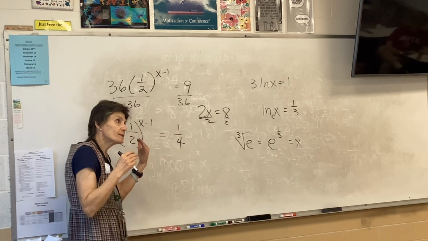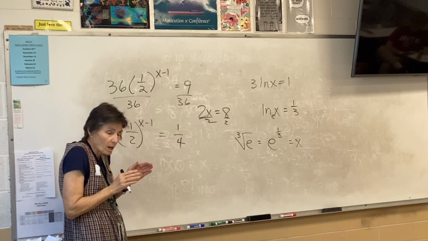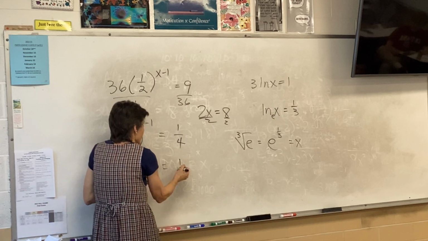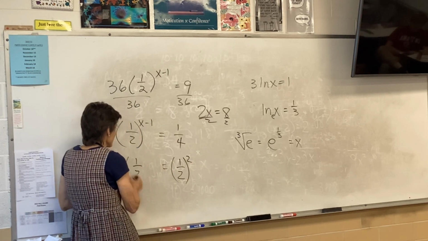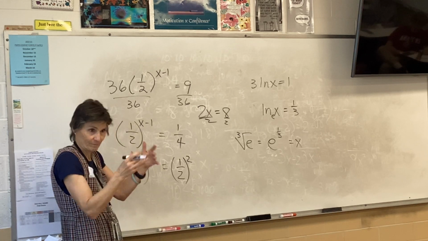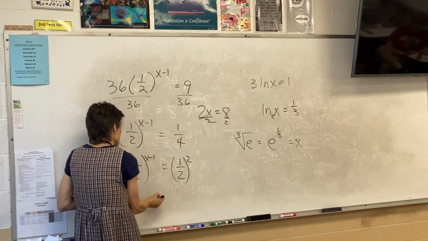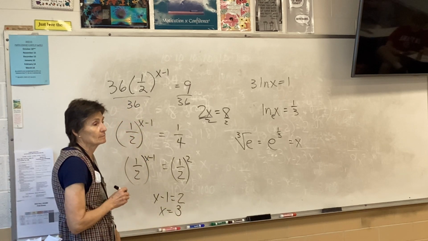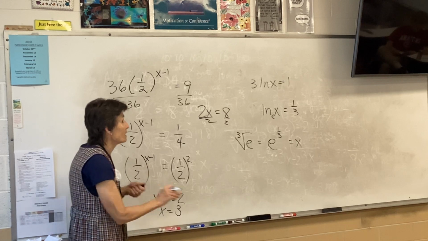Oh, what's so nice about 1/4? What's 4? 4 is 2 squared. Isn't 1/4 1/2 squared? And why is that so special? Because they can cancel, or, you know, they're gone. Set the exponents equal, so x minus 1 equals 2, and x equals 3. Common base. All right, I'll stop there.